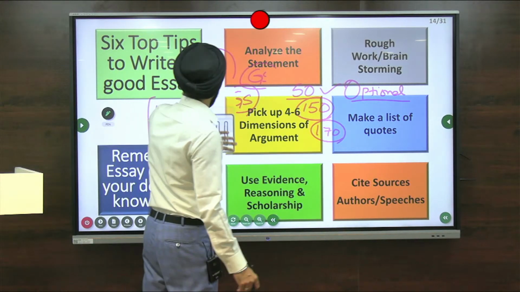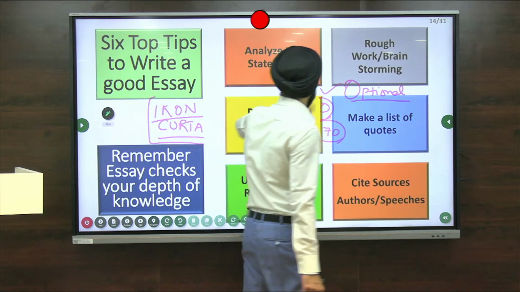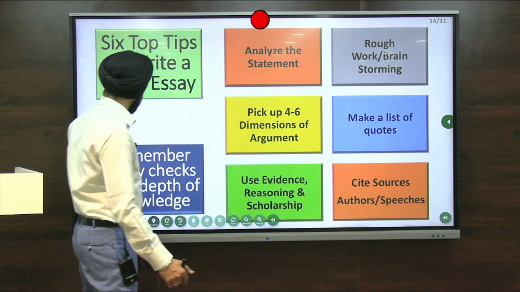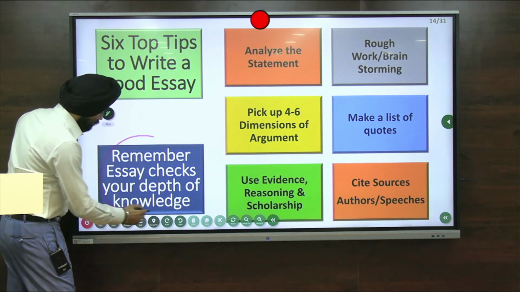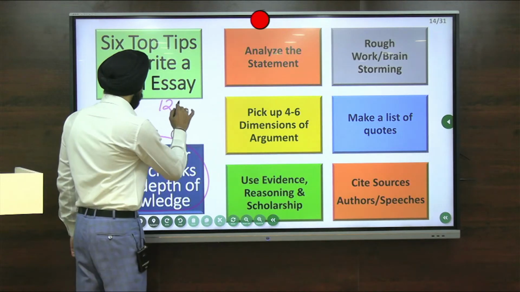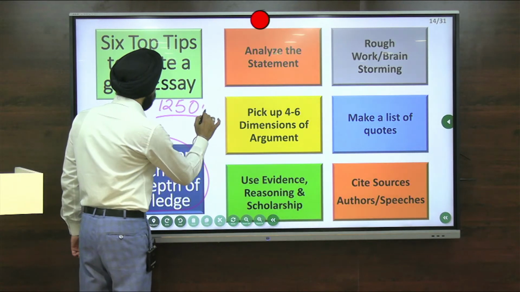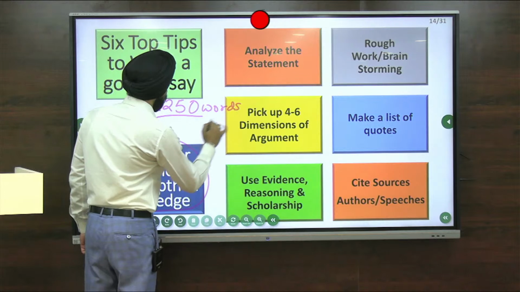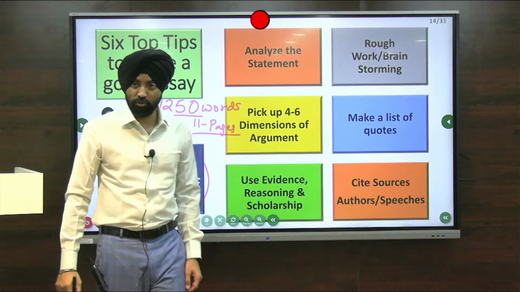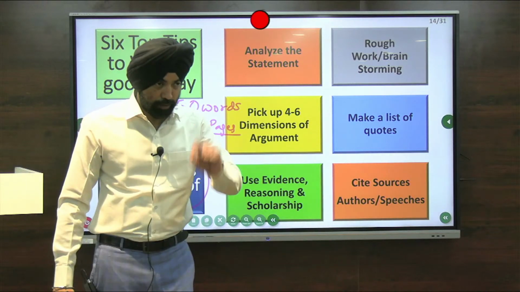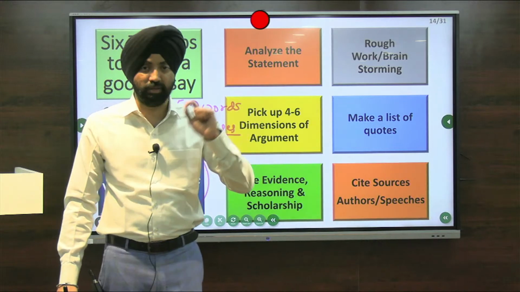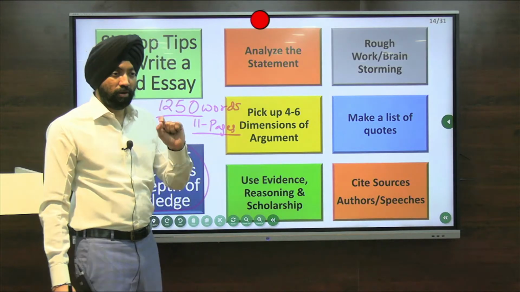Now, how to score good in essay? See, one thing that you need to understand is, essay checks the depth of your knowledge. Essay is supposed to be written in 1250 words, approximately 11 pages. You have to write your essay answer. Believe you me, if you do not have depth in that particular domain or area where the question has been asked, your pen will not move.